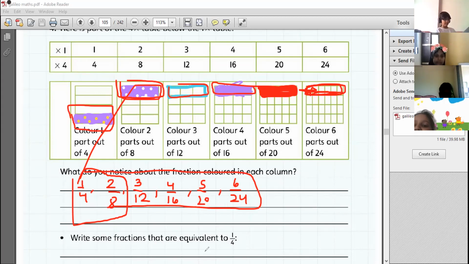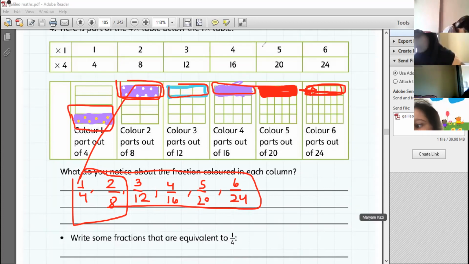Write some fractions that are equivalent to 1 by 4. Can anyone write all of them? Ma'am, should I write all? Yeah, and it's very easy. What are the equivalent fractions for 1 by 4? It's all over here. 2 by 8, 3 by 12, 4 by 16, 5 by 20, 6 by 24. So you don't even have to make it. You just have to copy it from above. Please write it down.